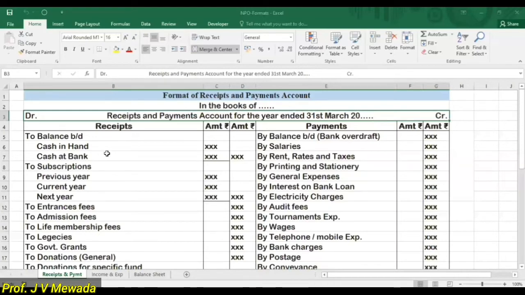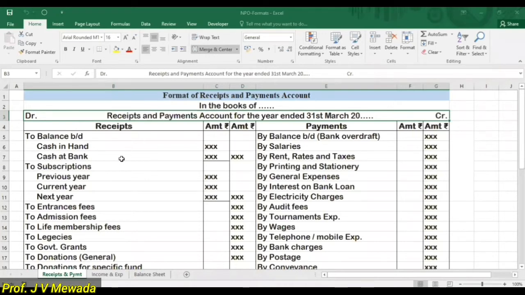Now we have two sides, the receipt side and the payment side. On the receipt side, we record all cash receipts, and on the payment side, we record all cash payments. As I told you earlier, the receipt and payment account is a summary of cash transactions. To begin with the debit side, we have the opening balance of cash and the opening balance of bank, which are shown on the debit side.